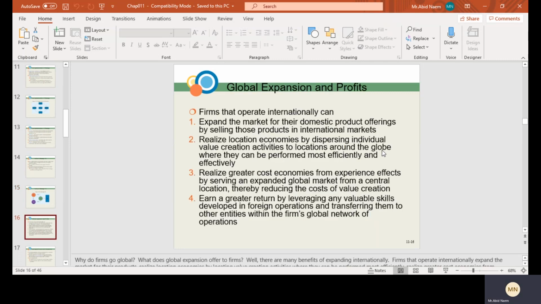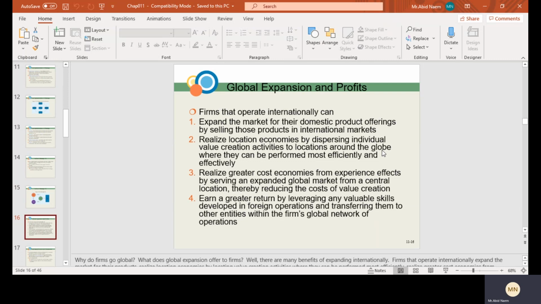Now, global expansion and profits are correlated. Firms that operate internationally can expand the market for the domestic product offerings by selling these products in international markets. It's understood. Likewise, a local brand is at the saturation stage and they have surplus capacity, so they can dispose of their surplus capacity in other markets in order to increase their revenues and profits. Meanwhile, at the same time, realize location economies by dispersing individual value creation activities to locations around the globe where they can be performed most efficiently and effectively.